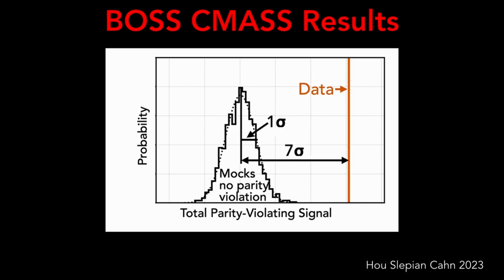We take that width to be our sigma, and we ask how far away is the data from the center of this histogram in units of the sigma. So our data in orange is 7 sigma discrepant from the mocks' null case distribution. This work was reported in Hu, Slepian, and Khan 2023.